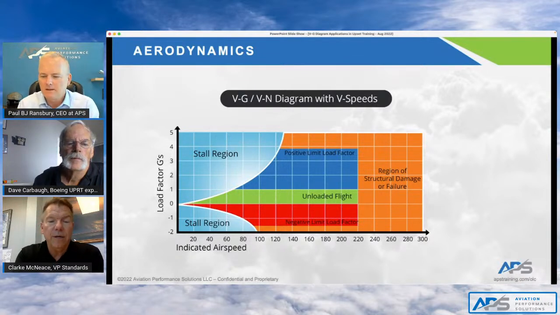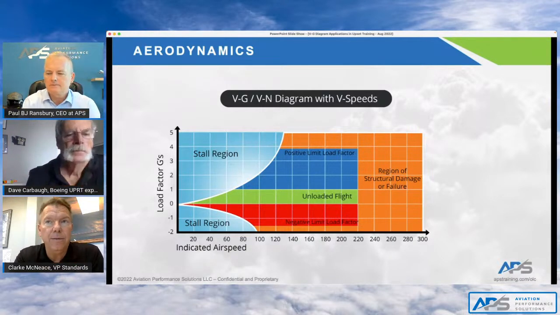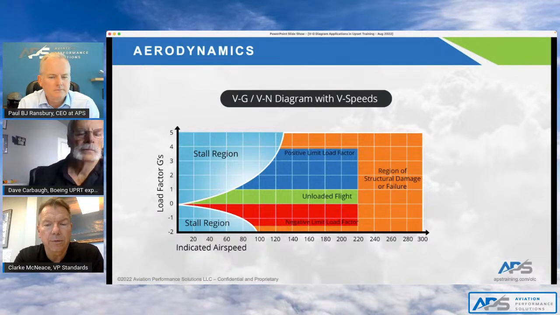Well, I've seen that this really does help pilots to visualize what part of the VG diagram, or what part of our flight envelope, is good, shall we say, and bad, that we want to stay out of throughout an upset recovery. Now, if you look at this, there's the 0G line. And below the 0G line, it's red, and that means negative G's.